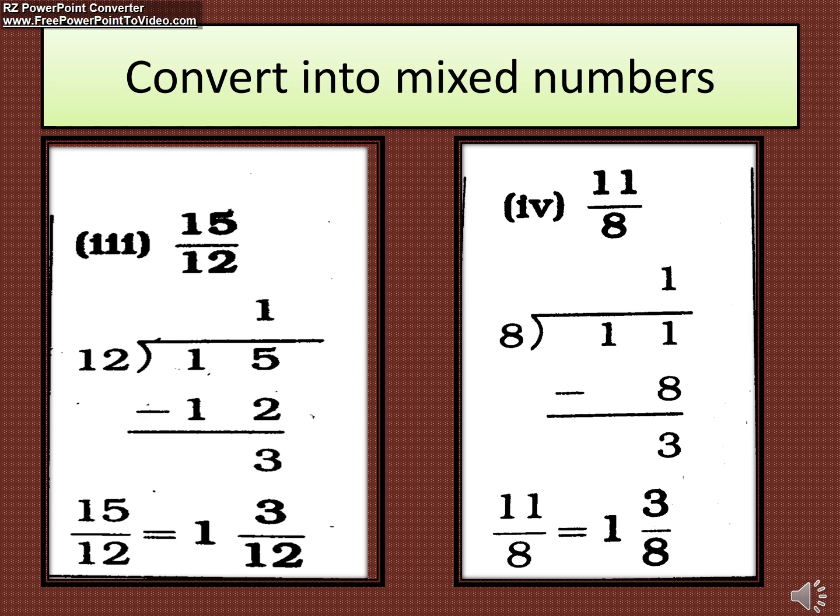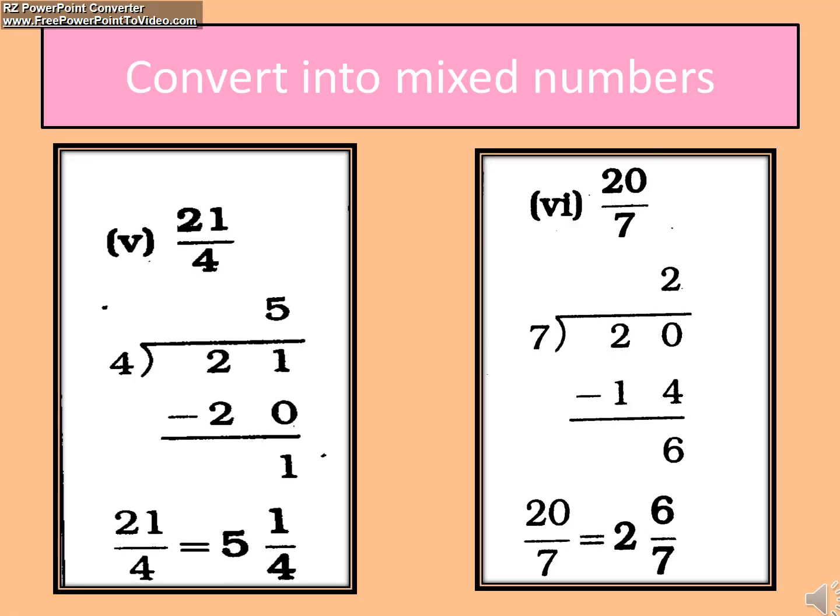So let us proceed further. Okay, let us see our fifth sum. The fifth sum is 21 upon 4. Okay, students. Now, that is 21 divided by 4.